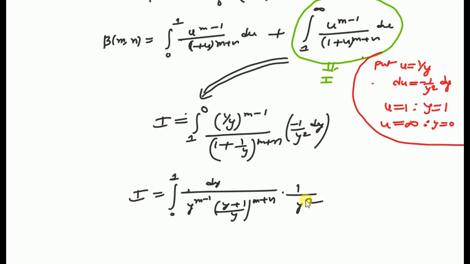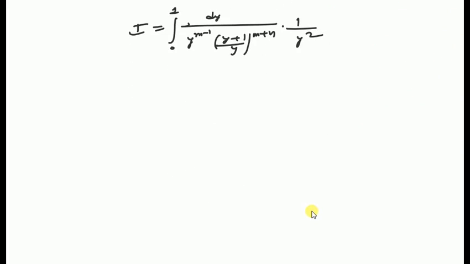Now you clearly observe this y term will go up. So with this, I will be equal to 0 to 1. This y term will go up. So y power m plus n into dy divided by, so y power I have here m minus n, and here it will be m minus 1, and here I have plus 2.